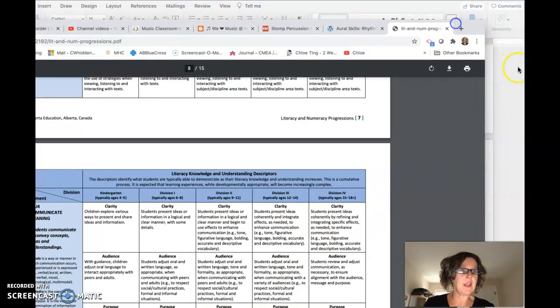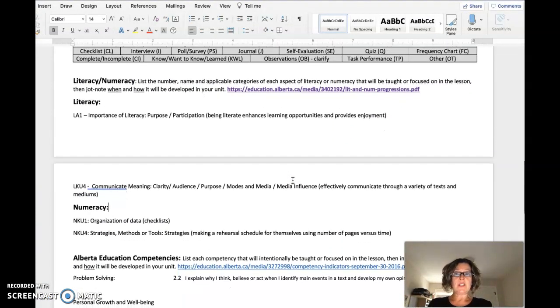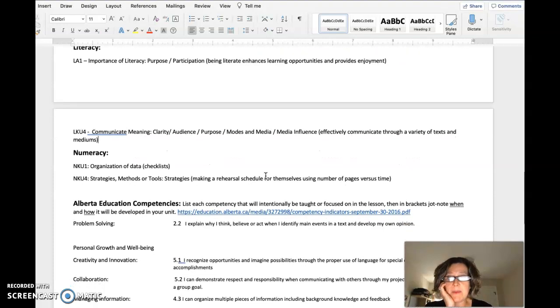Okay, I'm just going to go back to the unit plan example. That's what you're going to do, jot down what you think in your unit will fulfill the literacy and numeracy competencies. So here I put in that through this reader's theater, they will understand the importance of literacy, the purpose, and participation in it. They will be able to communicate meaning with clarity, with an audience, purpose, modes, and media. So you are taking those aspects from the literacy competencies and putting them in here.